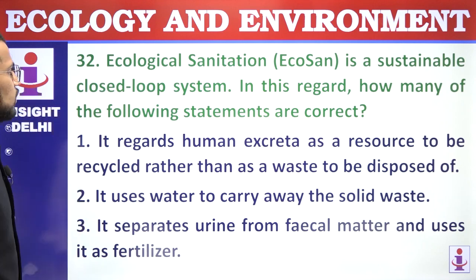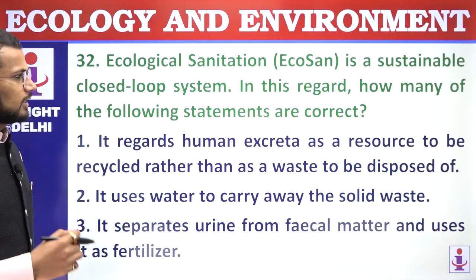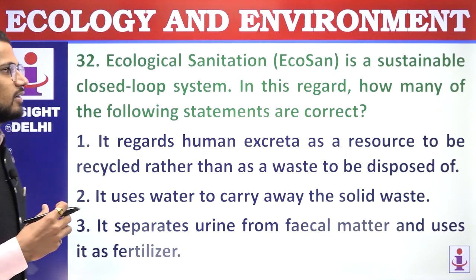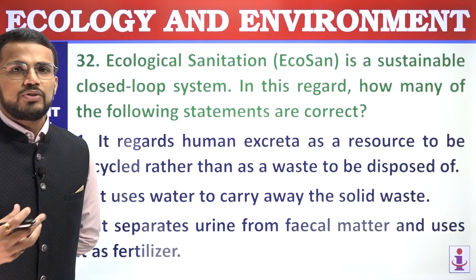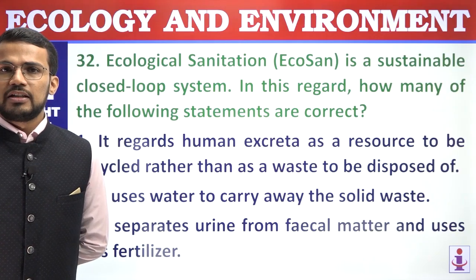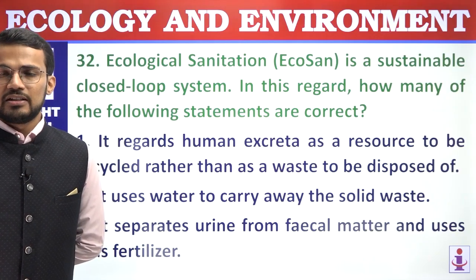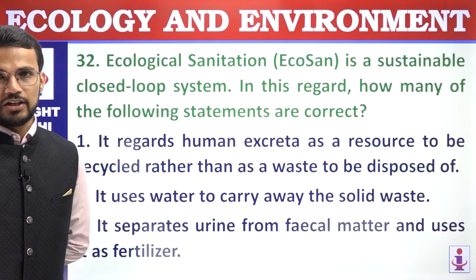32. Ecological sanitation, EcoSan, is a sustainable closed loop system. In this regard, how many of the following statements are correct? Right? So EcoSan is a technique or a process which is used to ensure that the waste that is created in the form of sewage is taken care of.